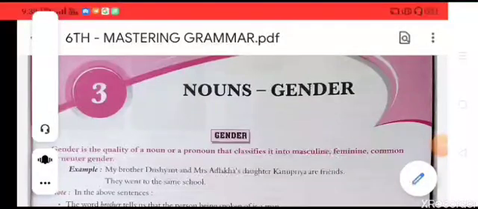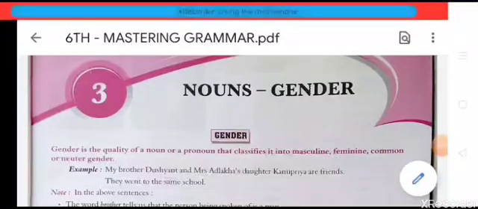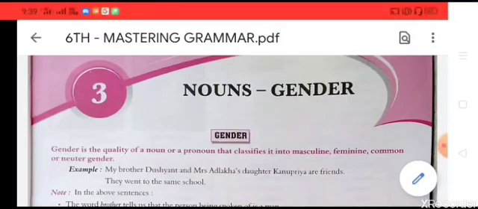Hello children, today we are going to study Nouns Gender. It is in your Mastering Grammar book, chapter number 3, Nouns Gender.